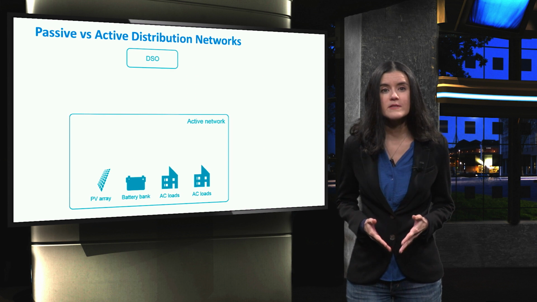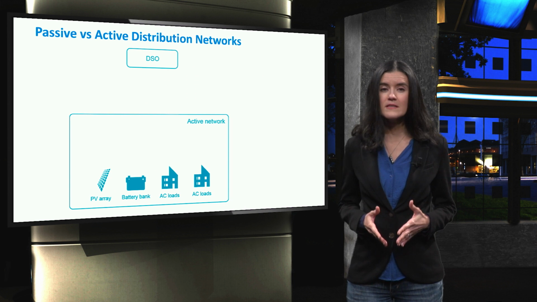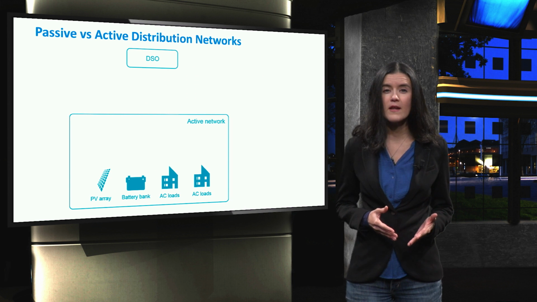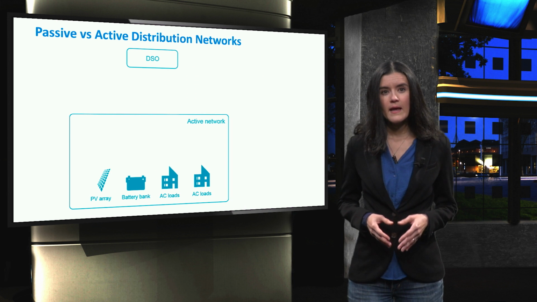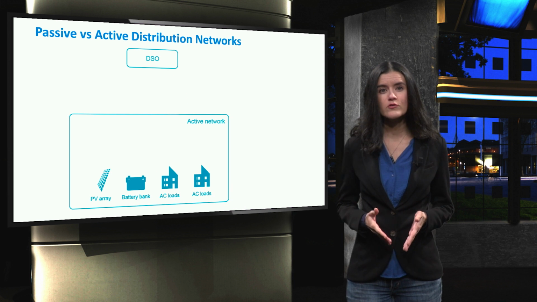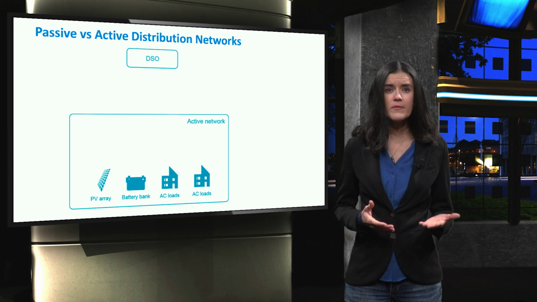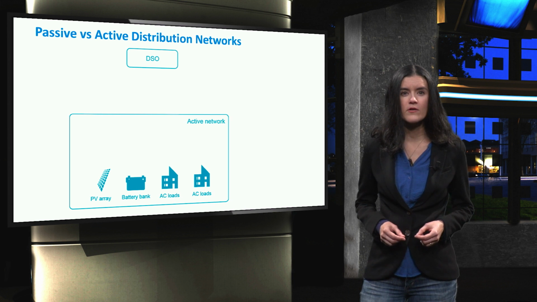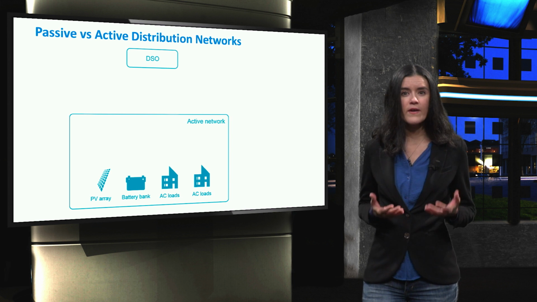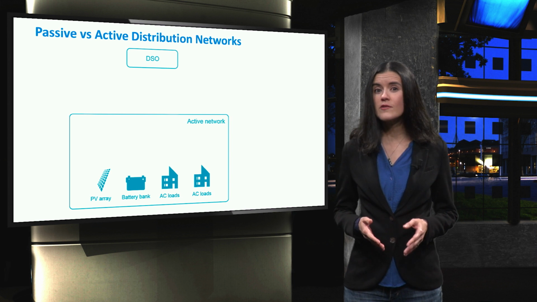Another major difference between passive and active networks is the way to manage network operation and information exchange. In passive networks, there is a low control and monitoring of distributed generation renewable sources, often performed by the transmission system operator. Also, there is a lack of regulations when it comes to distributed generators' contribution.